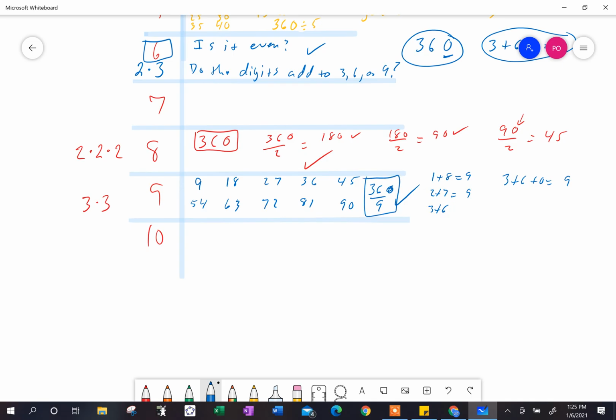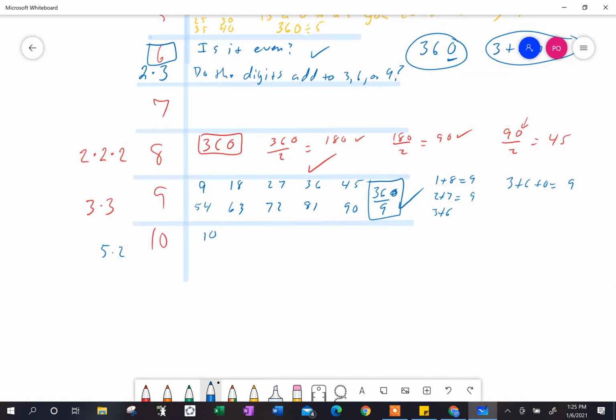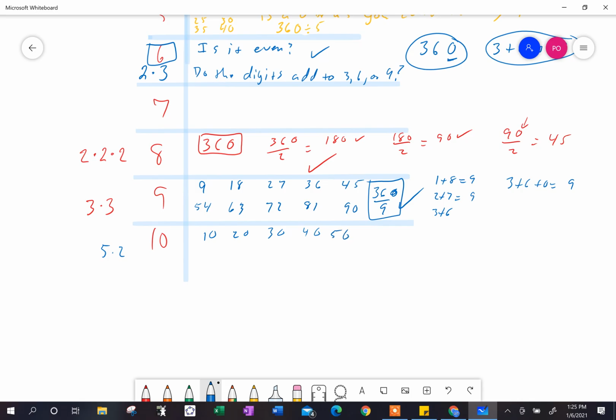And then 10 is the same as 5 and 2. It has to be even, and it has to end in a 0 or 5. Well, if it ends in a 5, it's not even, so it has to only end in 0: 10, 20, 30, 50. So yes, 360 can be divided by 10.